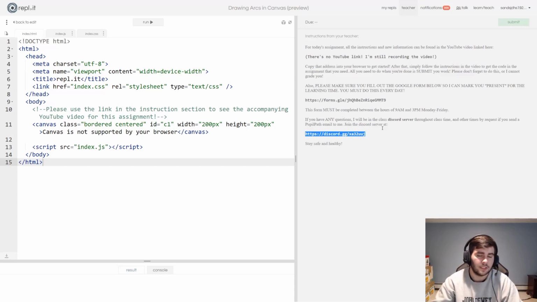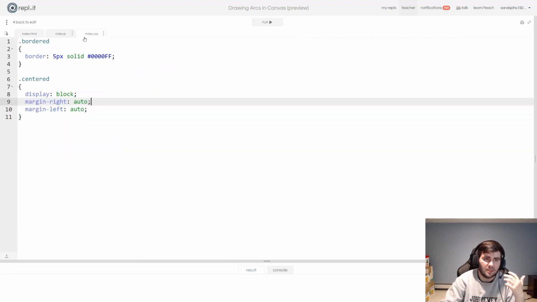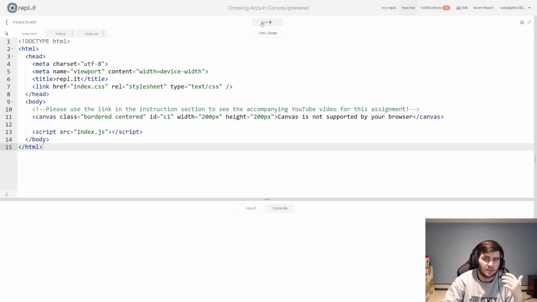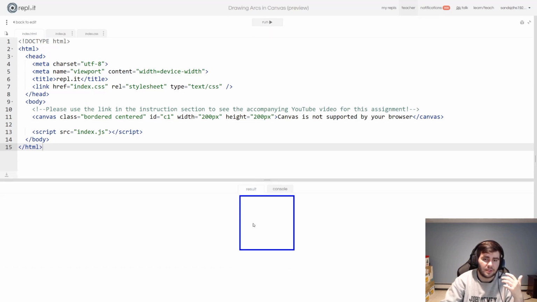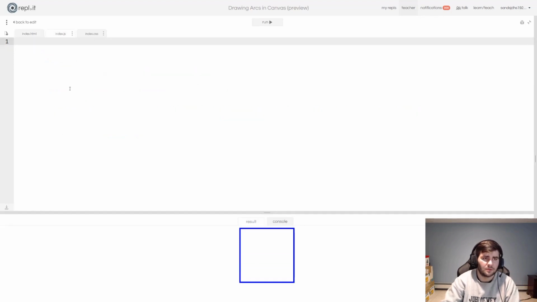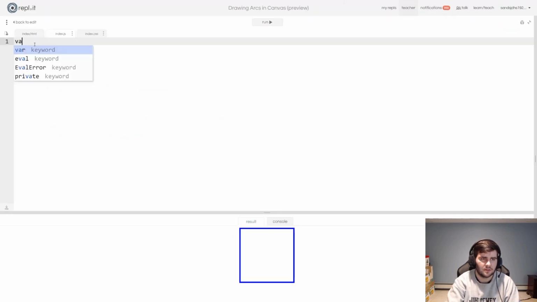All right, so now that we have the housekeeping out of the way, let's look at the actual assignment. Again, you'll see that I've given you a canvas element and CSS for it so that we have our canvas right here in the center of our results tab. All right, so now let's just get to business.